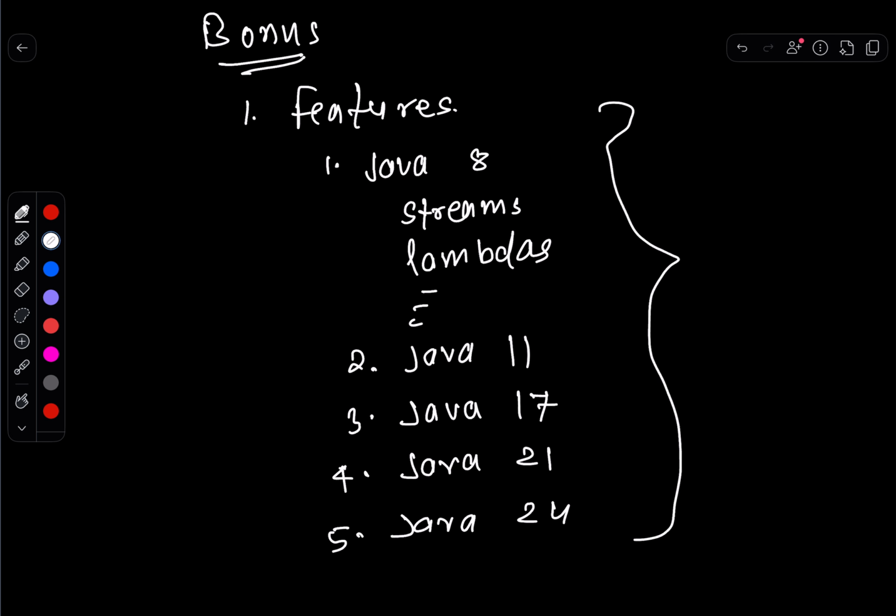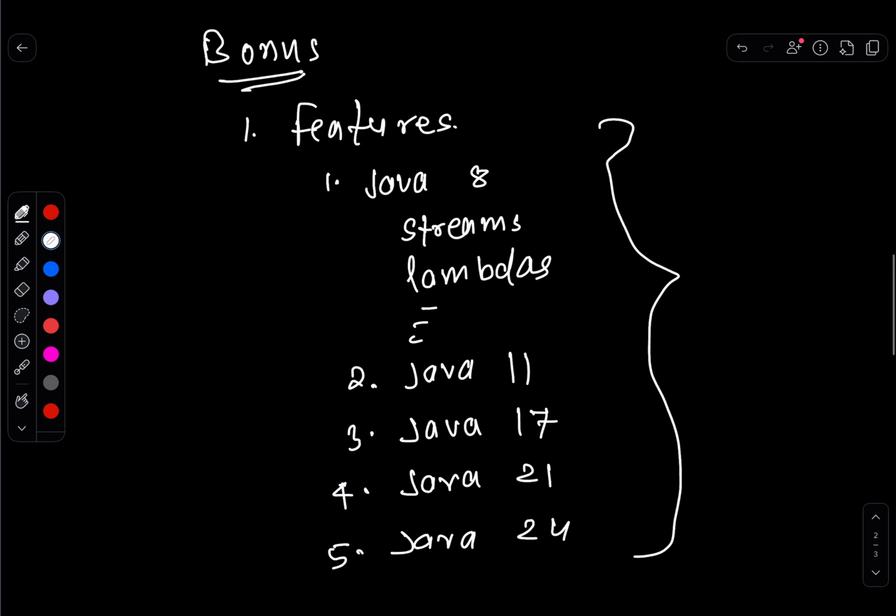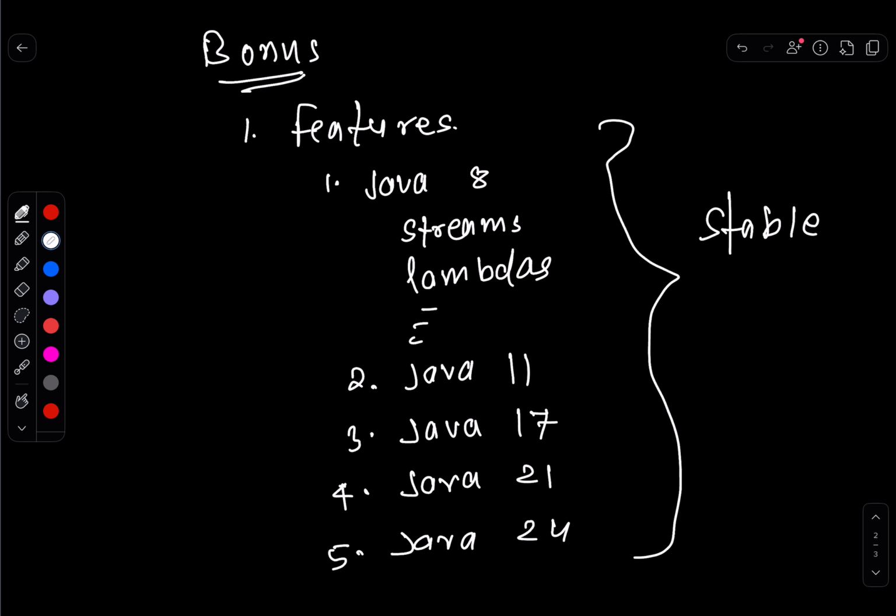So these are the bonus lectures I'll provide to you. And why am I covering only these: 8, 11, 17, 21, and 24? Because, like I said, these are the stable versions. Stable versions are the versions which are used by big enterprise applications, like when we are using banking applications and all. So these are the very stable versions, and we have to focus on these versions only.